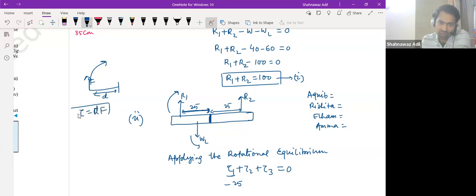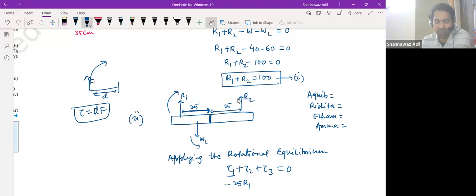Yes, sir. So minus 25 into 25, so 25 is the distance. Sir, R1 is not given. Yes, so you can say R1, because we have to find out R1. Everyone understood? Yes, sir. Okay, and then tell me about this R2.